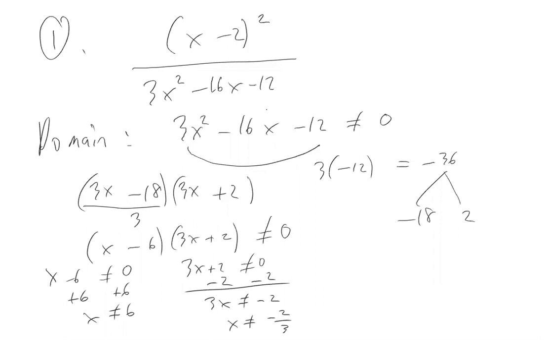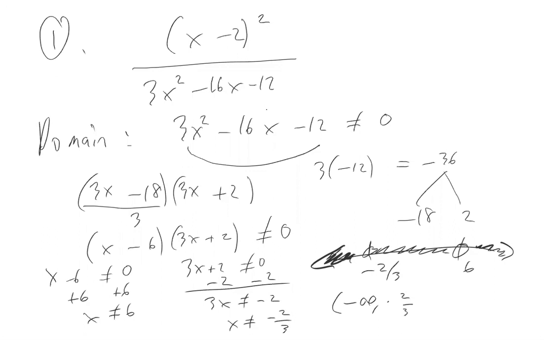So there are 2 numbers that are not allowed. 6 is not allowed, and negative 2/3 is not allowed, but any other number is allowed. So this part is allowed, this part is allowed, and this part is allowed. So the answer to the problem is, the domain of the function is the first part, which is negative infinity to negative 2/3, union negative 2/3 to 6, union 6 to infinity, with parentheses. So that's the domain of that rational function.